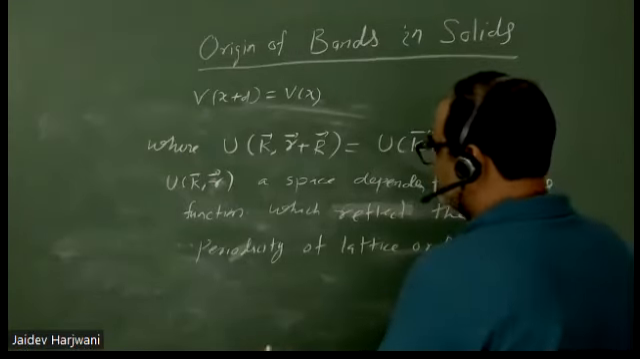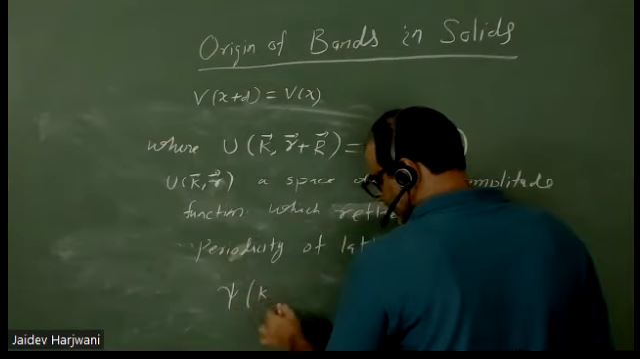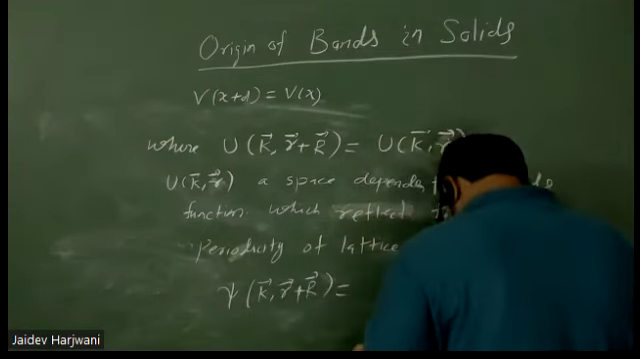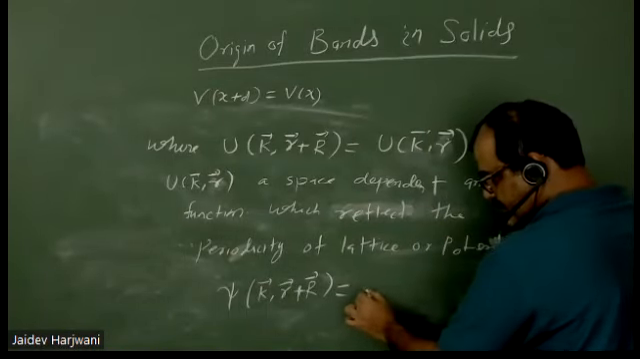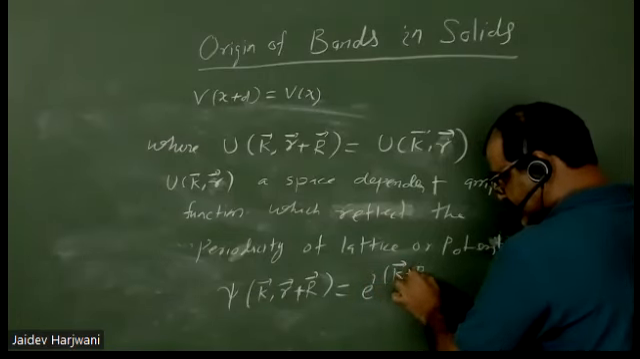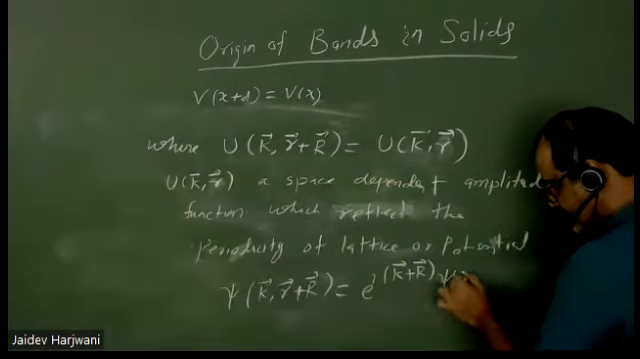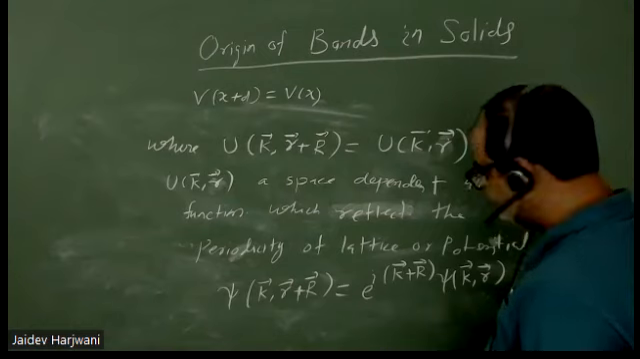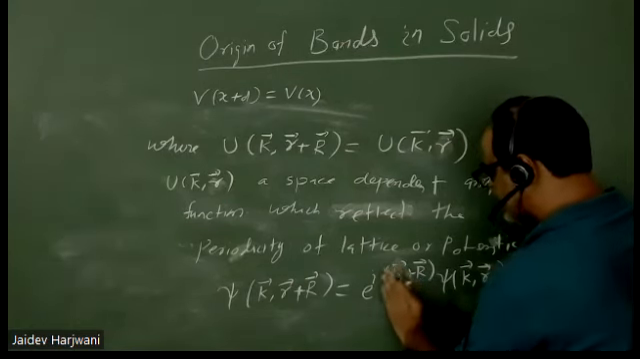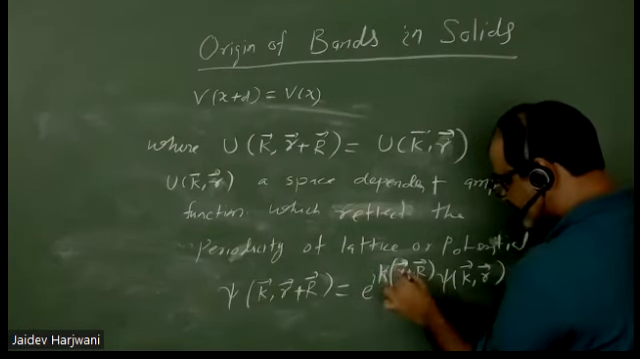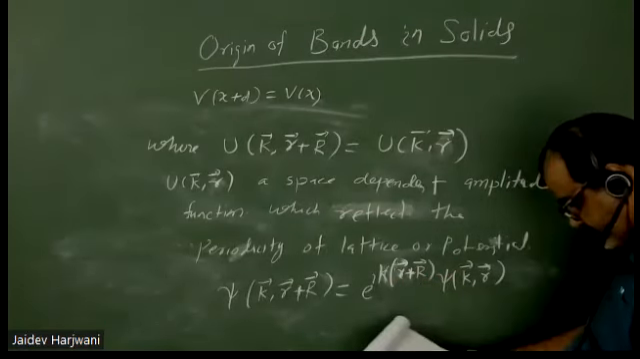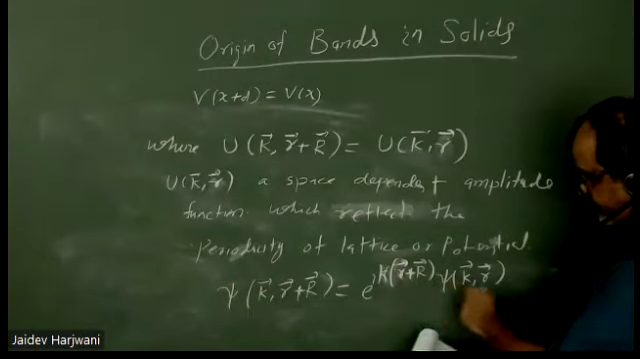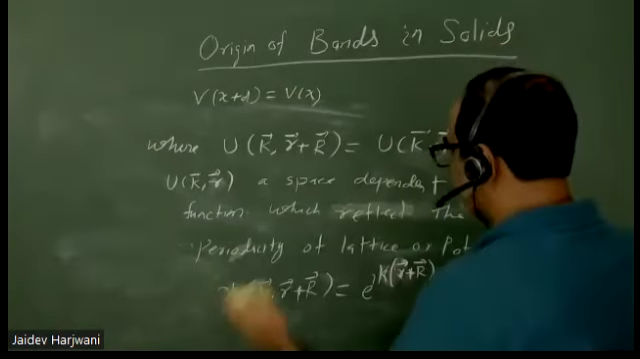Now I can also write, using these two equations, psi_k(r plus R). What can I write here? It will be exponential i k dot (r plus R), times u_k(r). It will be e to the i k dot capital R only.